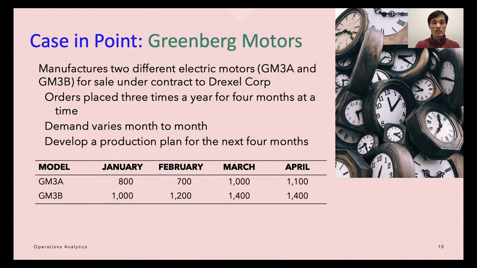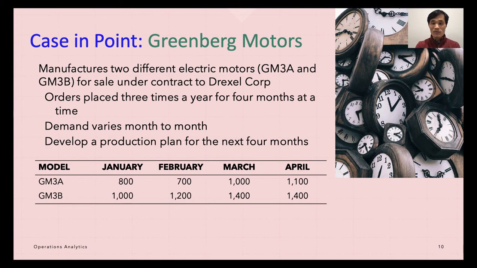The case that we are going to look at is Greenberg Motors. Greenberg Motors Incorporated manufactures two different electrical motors for sale under contract to Drexel Corporation, a well-known producer of small kitchen appliances. Its model GM3A is found in many Drexel food processors, and its model GM3B is used in the assembly of blenders. 3 times each year, the procurement officer at Drexel contacts Arwin Greenberg, the founder of Greenberg Motors, to place a monthly order for each of the coming 4 months.